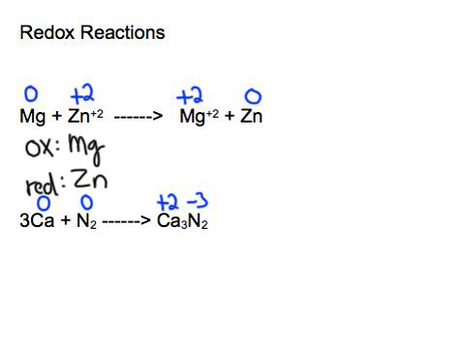So calcium is going from a charge of 0 to a charge of +2. So calcium is losing electrons. That means calcium is being oxidized. And nitrogen is going from an oxidation state of 0 to an oxidation state of -3. That means nitrogen is gaining electrons. So to finish this problem up, calcium is being oxidized and nitrogen is being reduced.